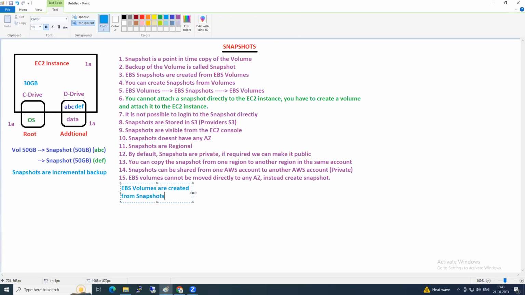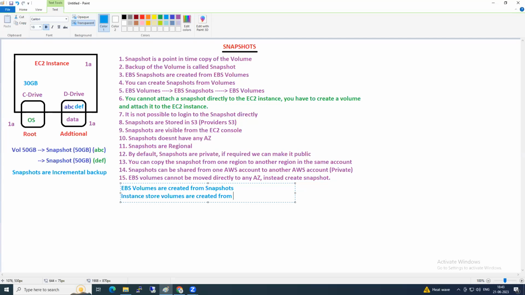So we have another type of volume, no? Which volume is that? Instance store. So see here, EBS volumes are created from snapshots.